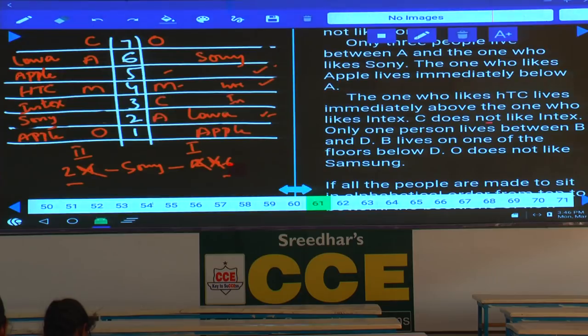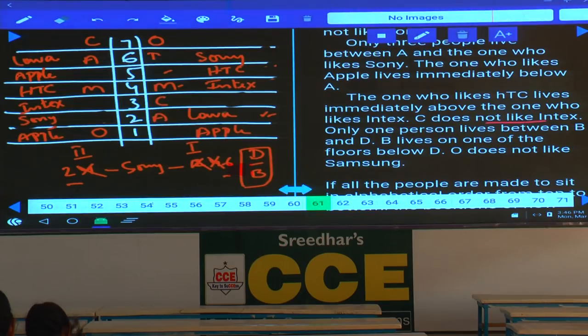Out of which C does not like Intex. As C does not like Intex, hence in the first case, Intex cannot be on the third floor. Hence HTC must be on the fifth floor, and the one who likes Intex must be on the fourth floor. Done with this? And only one person lives between B and D. As B lives on one of the floors below D, there must be exactly one person between D and B.